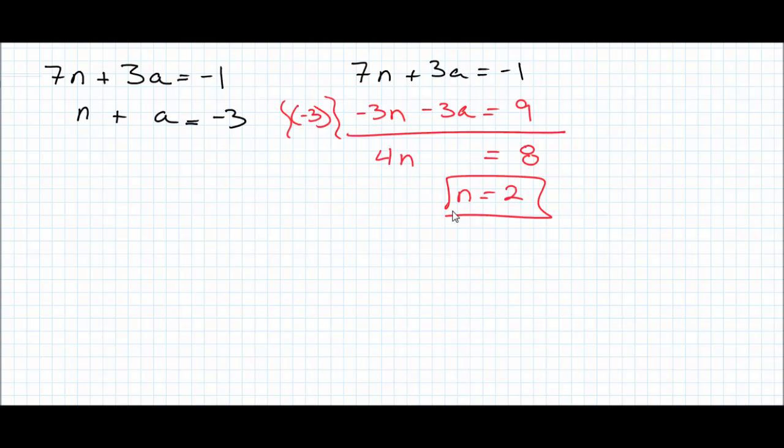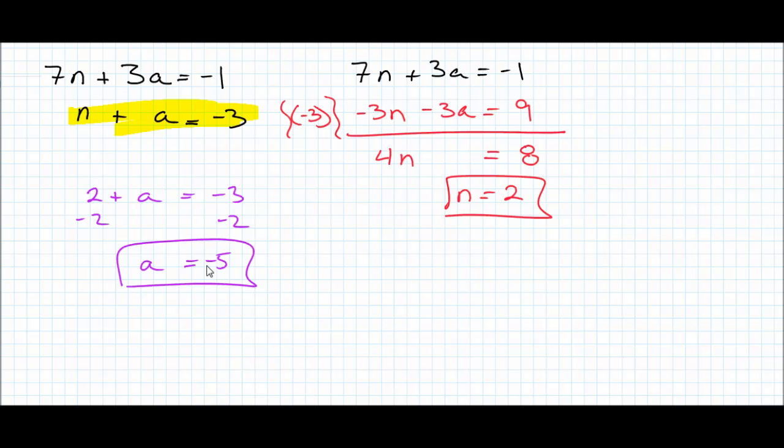Easy enough. So now I'm going to use the second equation because it looks like the easiest. And I'm going to plug in my n value. So 2 plus a equals negative 3. I'm going to subtract 2 on each side. So a equals negative 5. So my two numbers, n is equal to 2 and a is equal to negative 5. My two numbers were 2 and negative 5. And you can go back and double check.